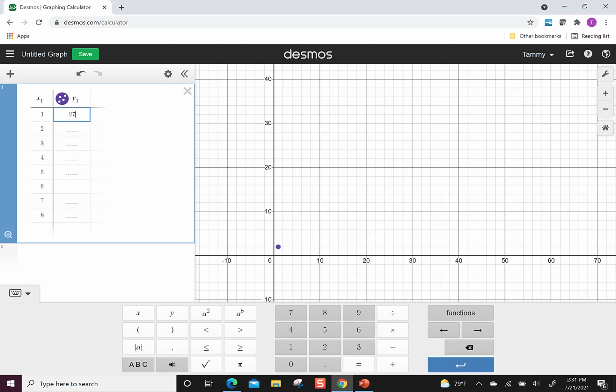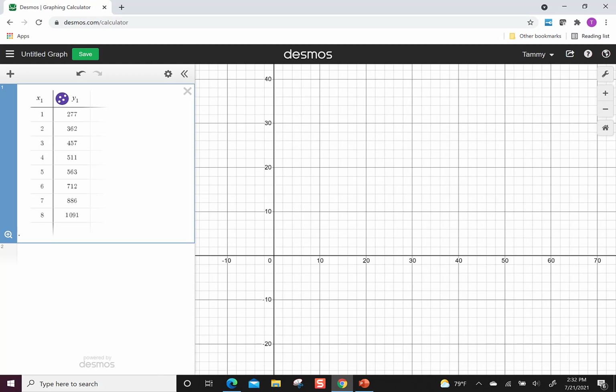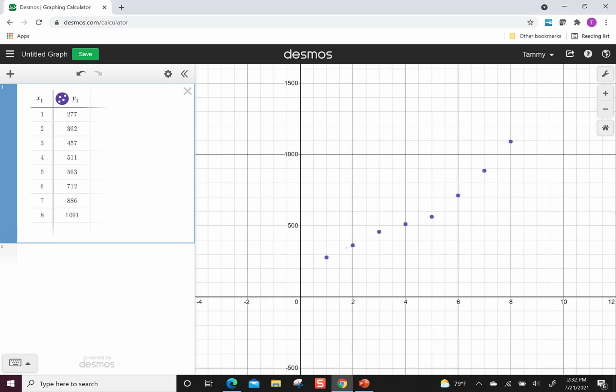Quarter 1 was 277, followed by 362, 457, 511, 563, 712, 886, and then we stopped at 1091. We could look at that by hitting this little zoom fit, a magnifying glass, and it will bring in the values so we can see them. So you can kind of see this little curve going on. We have this one little higher value.